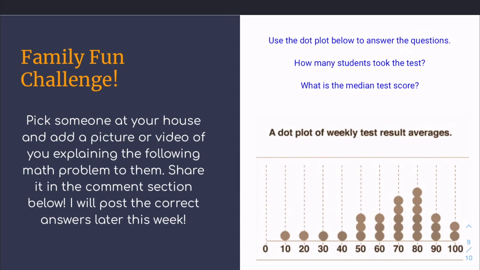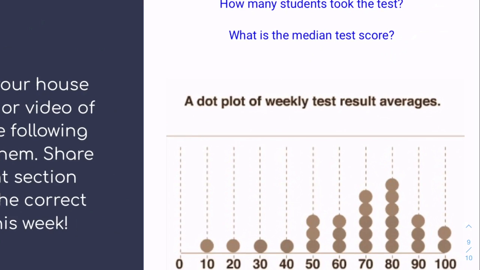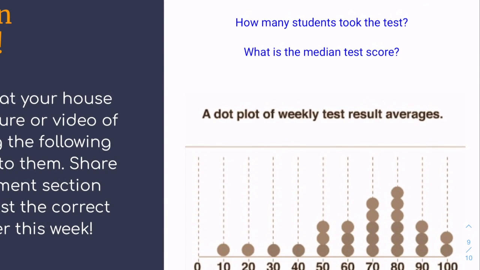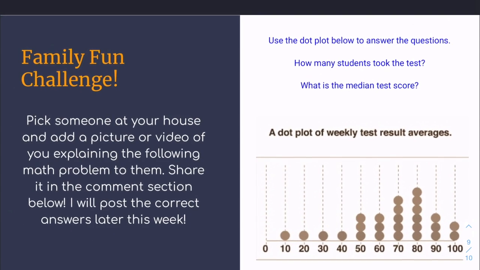So it says use the dot plot below to answer the questions. How many students took the test and what is the median test score? So it says a dot plot of weekly test result averages, and it has a bunch of data points on there. So go ahead, pause the video, make somebody in your family help you or explain it to them to answer those 2 questions. How many students took the test and what is the median test score?